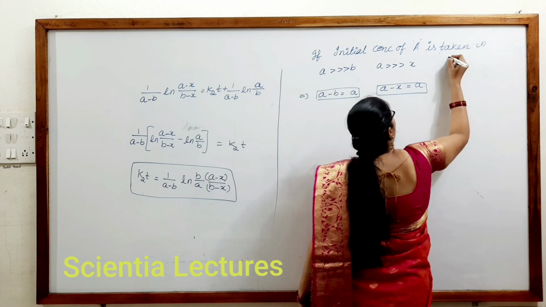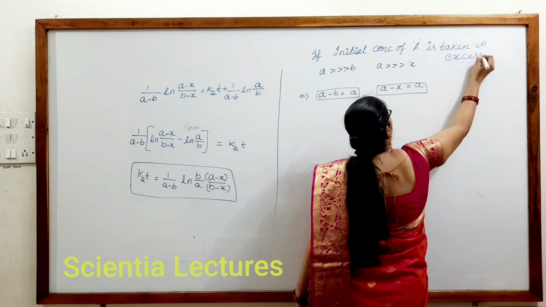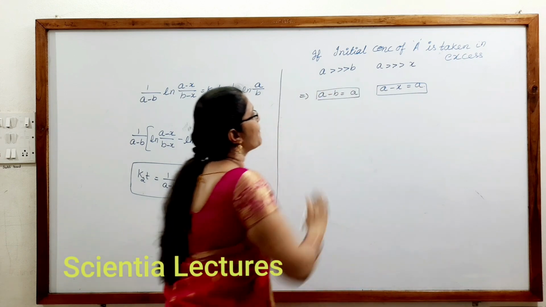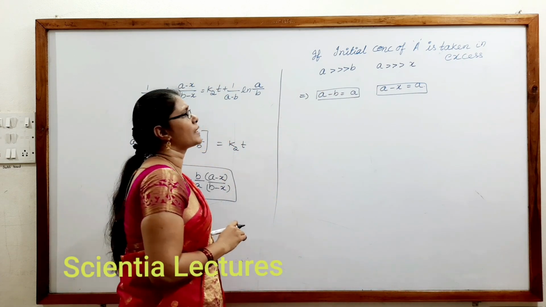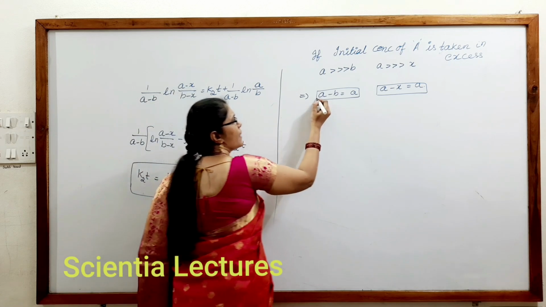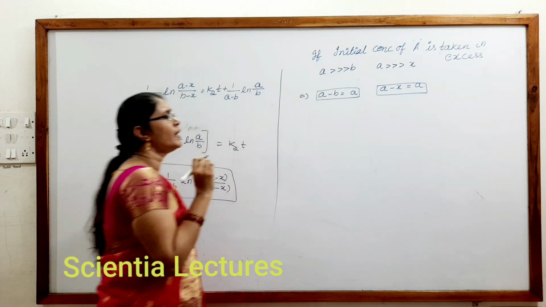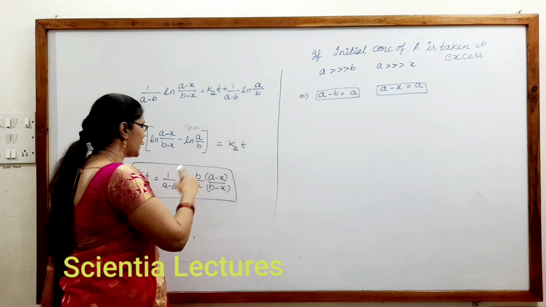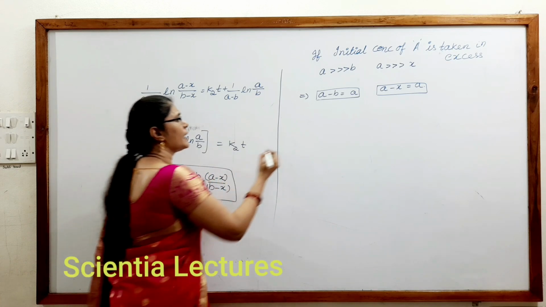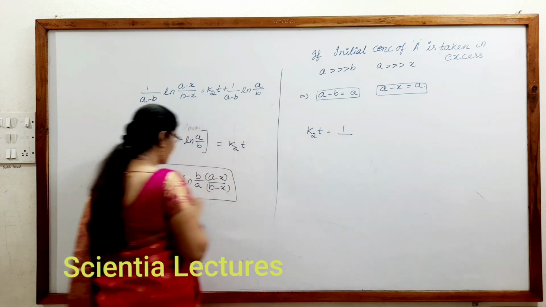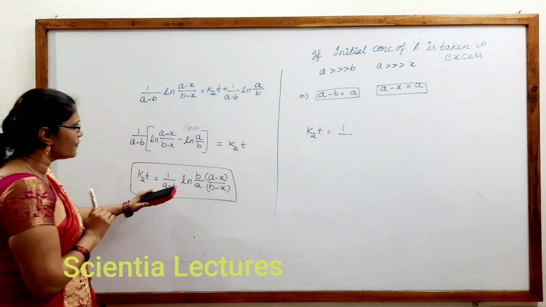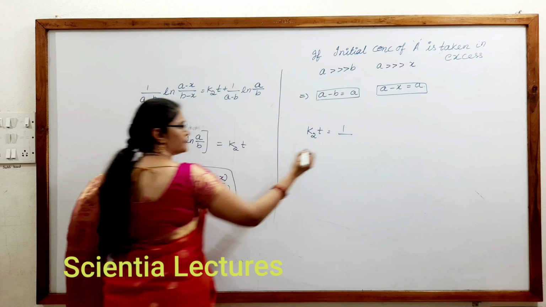In the sense, small a is very high value compared to B, and small a is very high value compared to X, which implies A minus B becomes equal to A minus X becomes equal to A. Substitute in this and get the rate equation. K2T must be equal to, instead of 1 by A minus B, we write only 1 by A.